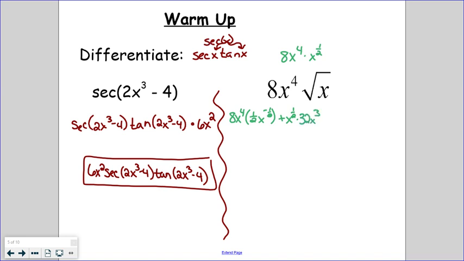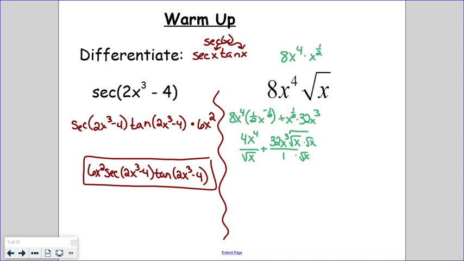Okay, and the cleaning up in this one is a little bit ugly, and typically we would move that x to the 1/2 down to the bottom of our fraction, and a lot of us would probably clean this up. 8 times 1/2 is 4x to the fourth over the square root of x, plus 32x to the third square root of x. We would want to get a common denominator on that.